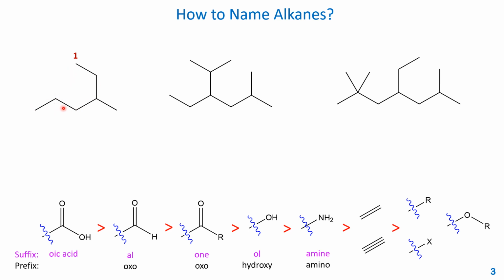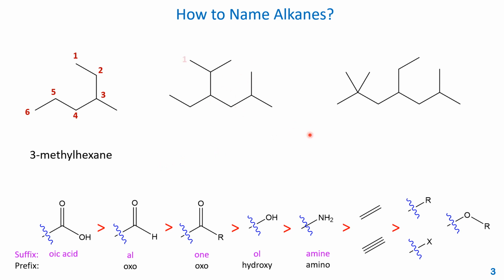So you don't want to number this as 1 because if you number 1, 2, 3, 4, 5, that's shorter. If you go 1, 2, 3, 4, 5, 6, that's also 6. But this substituent will have a higher number. This is 1. This will be number 3, 2, 3, 4, 5, 6. So that's the correct numbering. Now the name will be 3-methylhexane. Hex is a prefix because you have 6 carbons in the longest carbon chain.